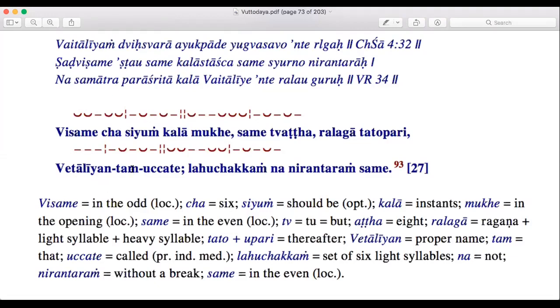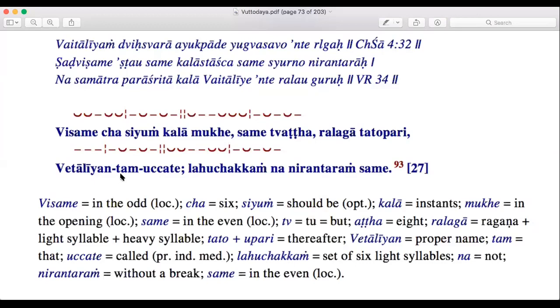Vetaliyam tam uchate, that verse is called Vetaliya. One point is that tam is the object of uchate, but it's in passive voice, tam uchate, that is called. So this should be in nominative case, according to grammar. Then tam is in the neuter gender. So why is that kept in neuter gender?